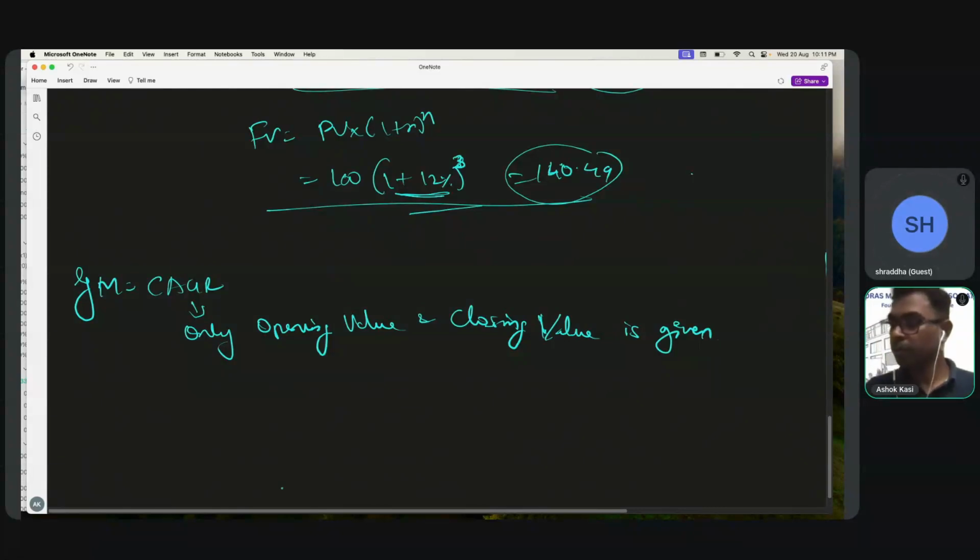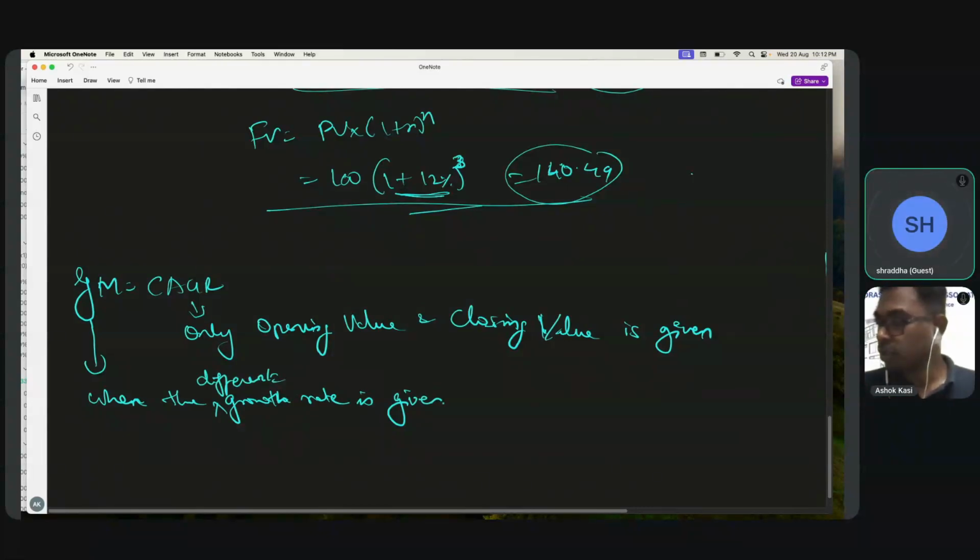When only the opening value and closing value are given. Geometric mean you should use when the growth rate is given for each year, or when a different growth rate is given each year.